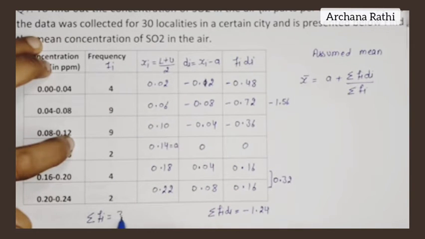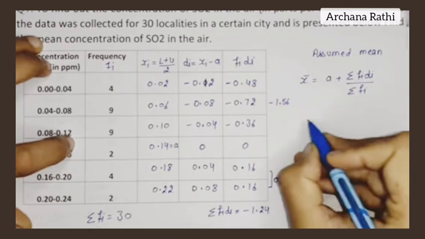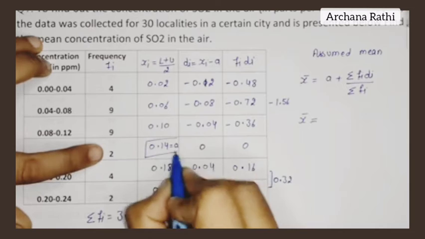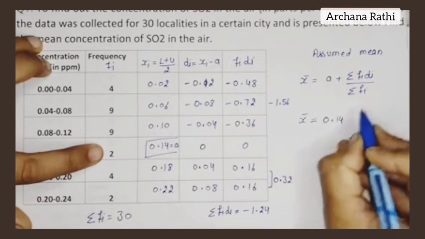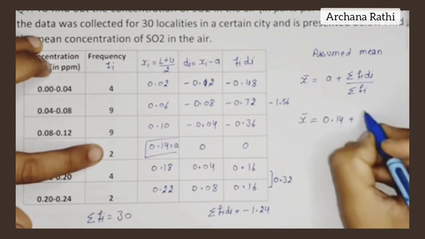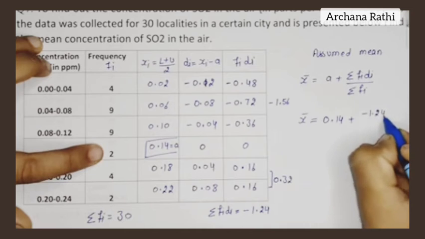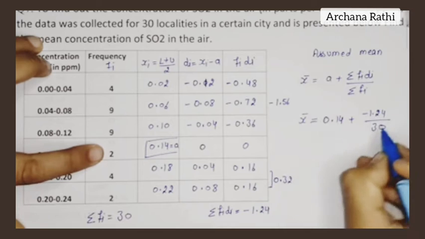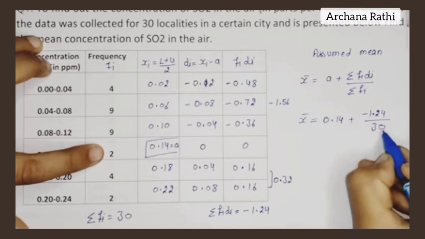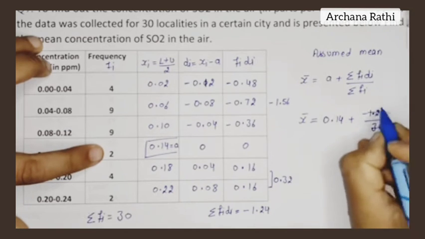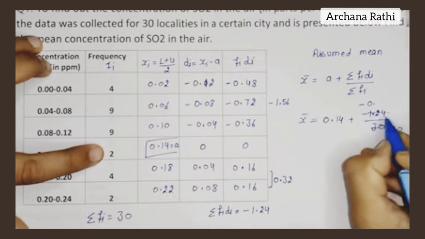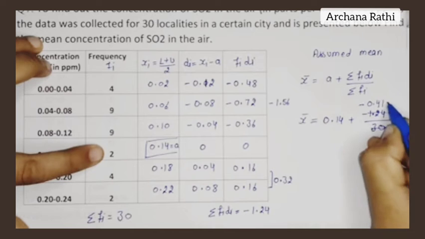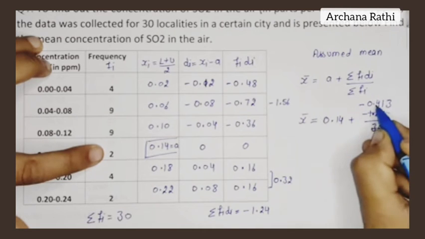After adding all the frequencies we get 30, as it is for 30 localities. Now x bar is equal to the assumed mean here, 0.14, plus minus 1.24 upon 30. After doing the calculation, dividing by 3, we get 0 minus 0.413, 3 1 za and 3 3 za 9.